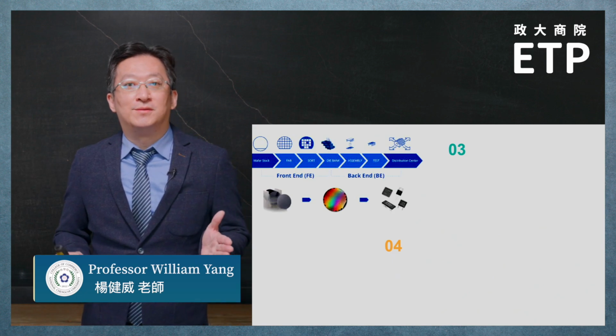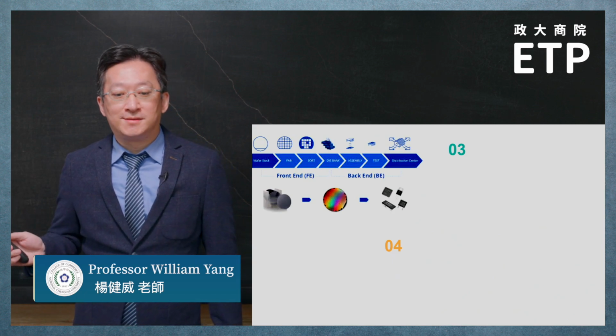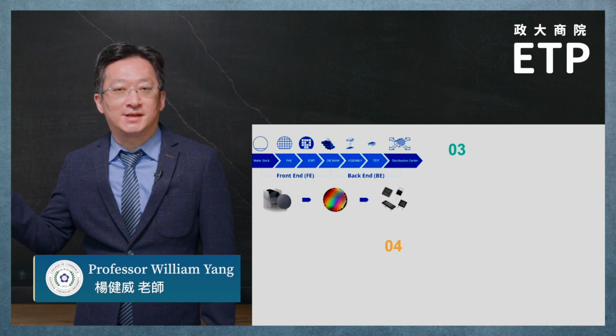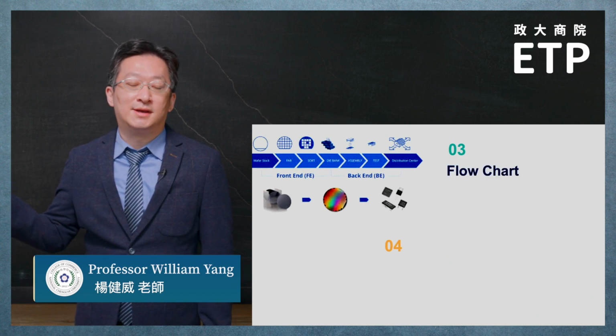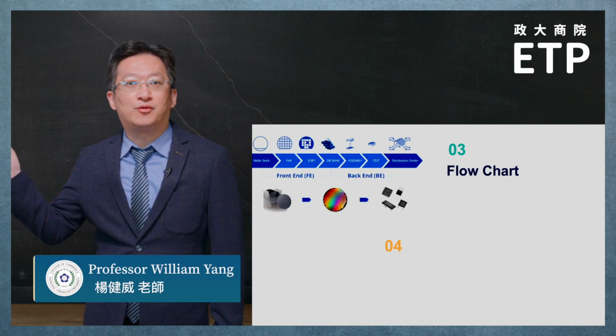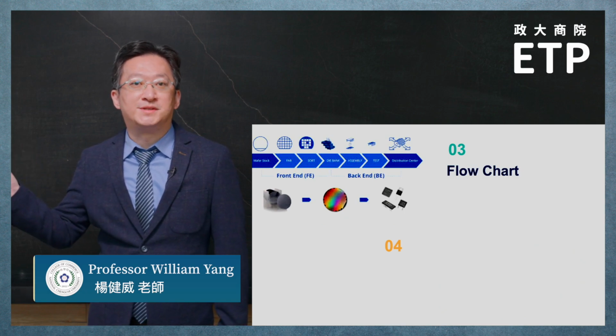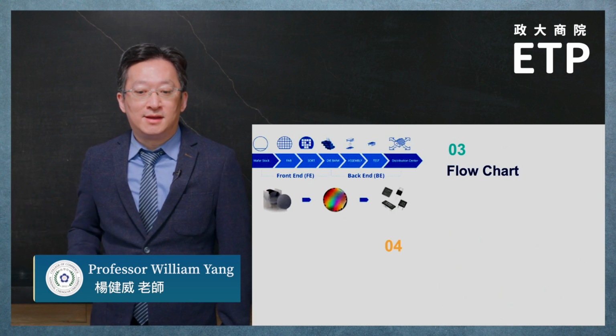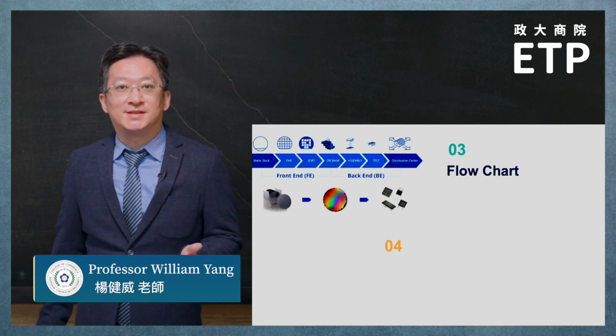And now let's move on to the third slide. Here we have the third example. This is a flow chart. As you know, we often use the flow chart to describe how a process starts, develops, and ends. And then we move on to the next sample.